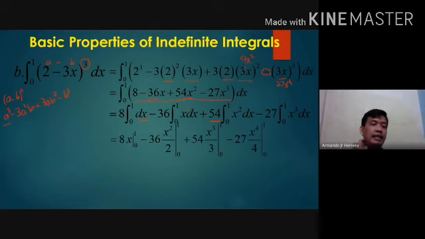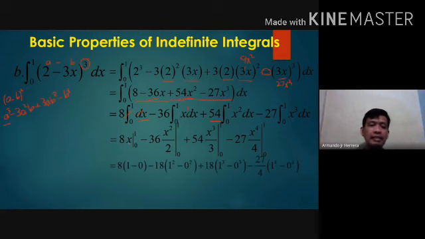Integrating, the integral of the derivative cancels out, so that gives you x from 0 to 1. The integral of x is x to the 1 plus 1, which is x squared over 2, plus 54 times x to the 2 plus 1, which is x cubed over 3, from 0 to 1, minus 27 times x to the 3 plus 1, which is x to the 4 over 4, from 0 to 1.